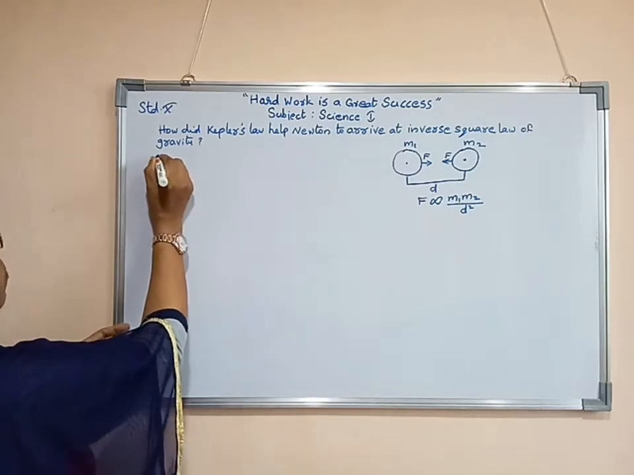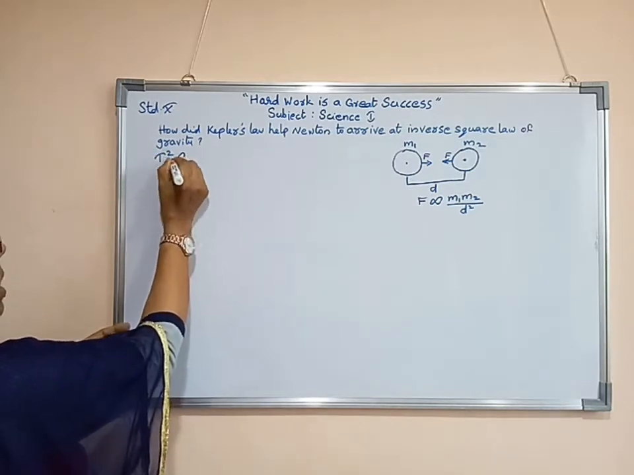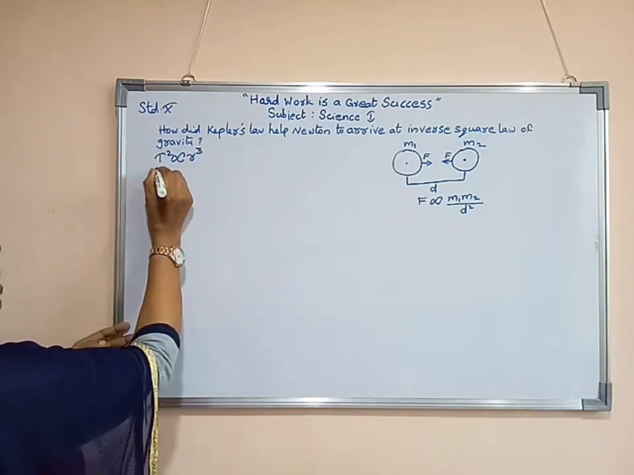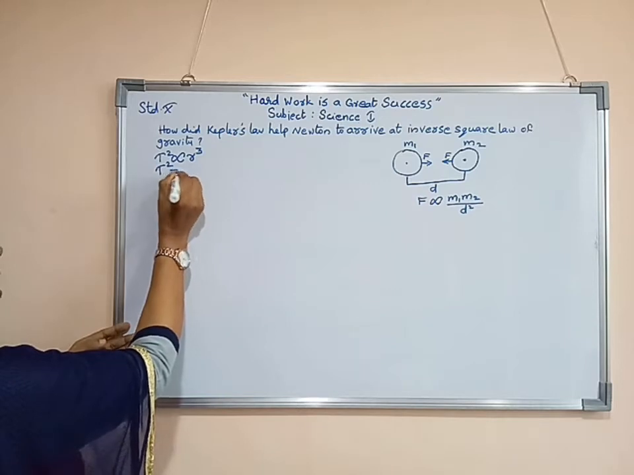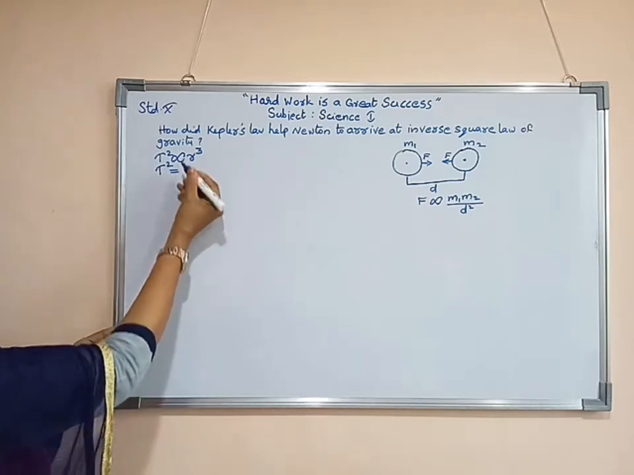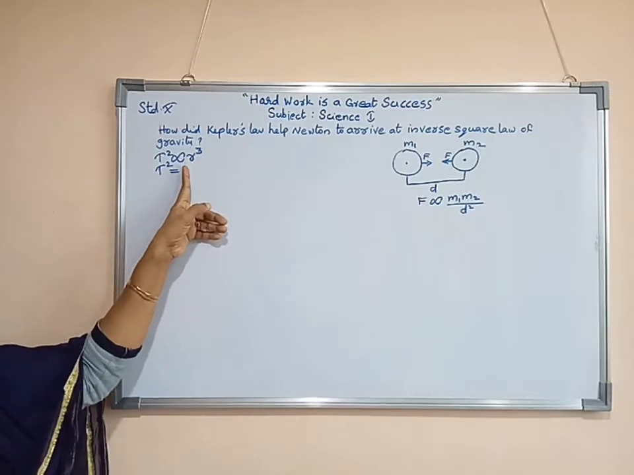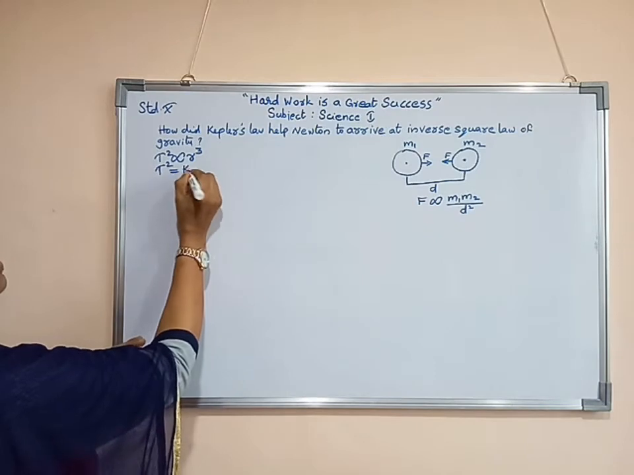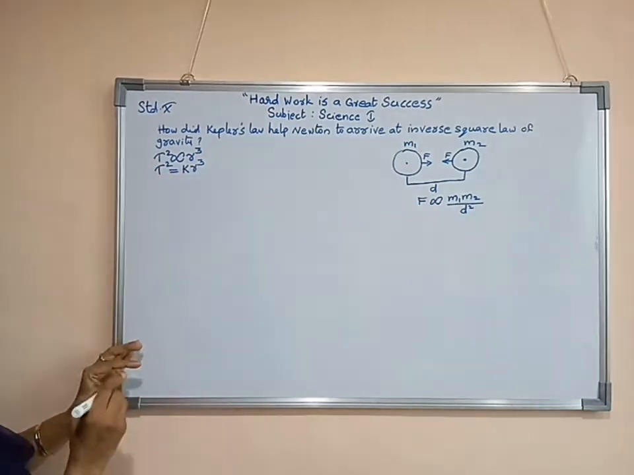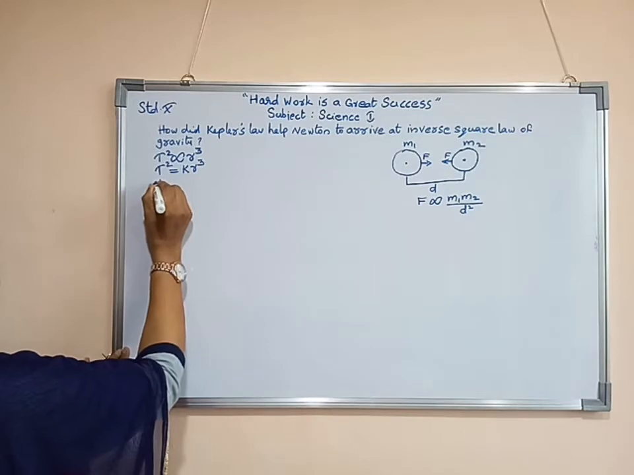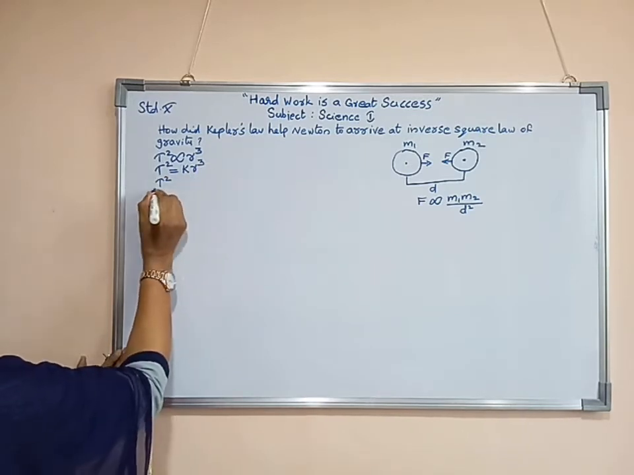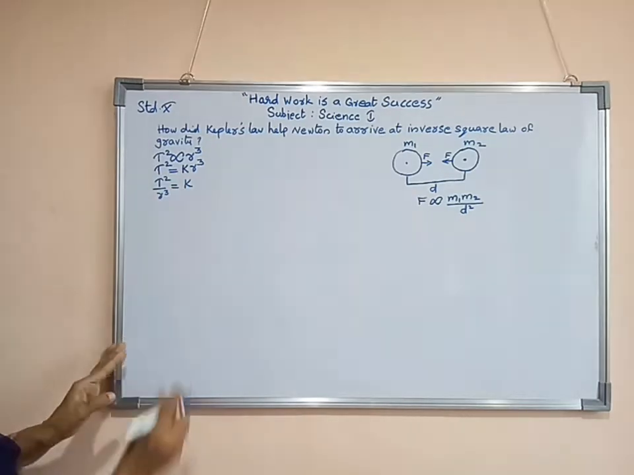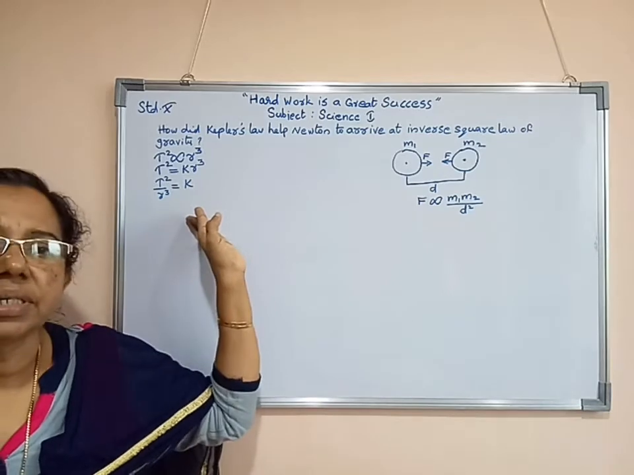Here you see, T square is directly proportional to R cube. Then T square is equal to, I removed the proportionality sign and put an equal sign, then I am putting K, then R cube. Now listen children, T square, then this R cube I brought here, so T square upon R cube is equal to K. So we can say that this is Kepler's third law.